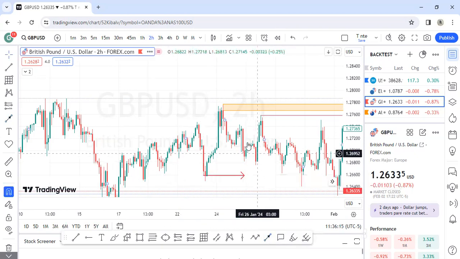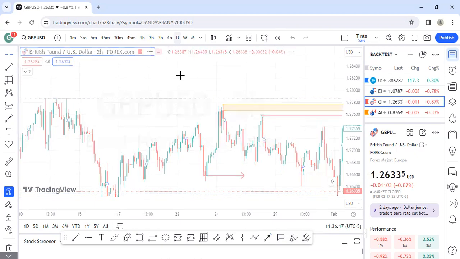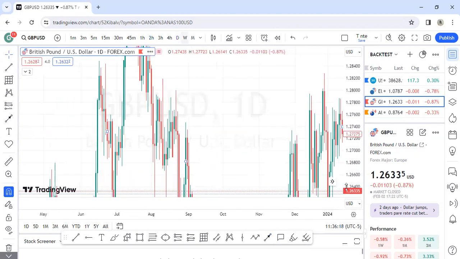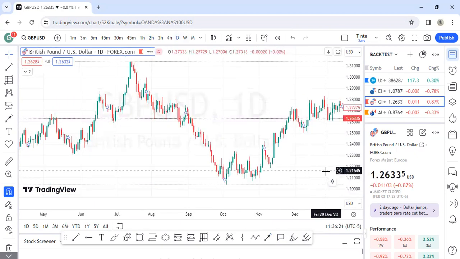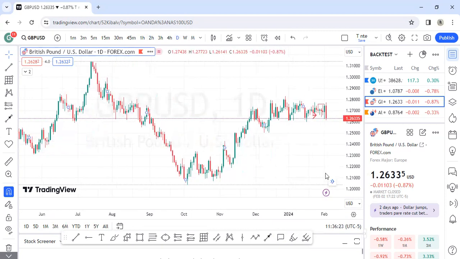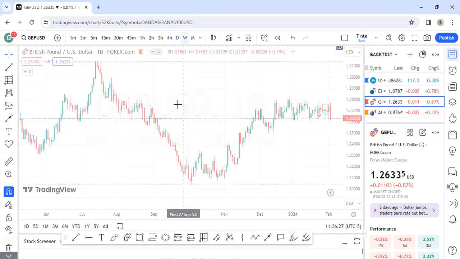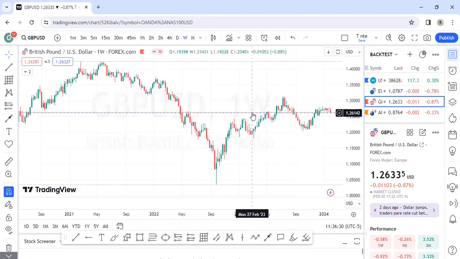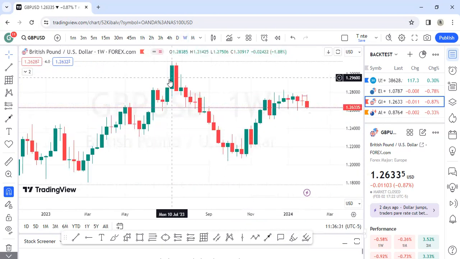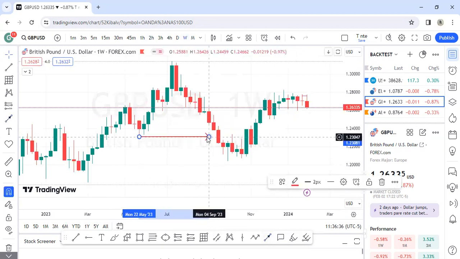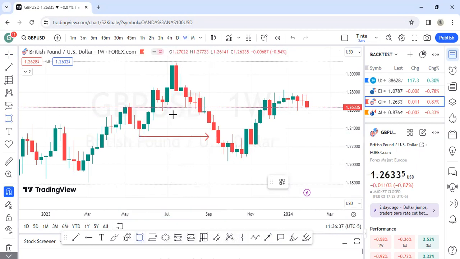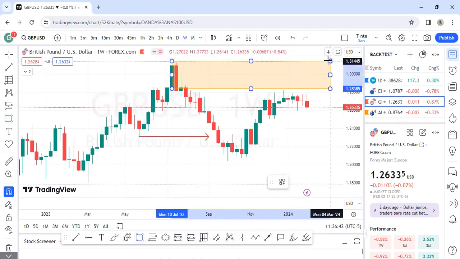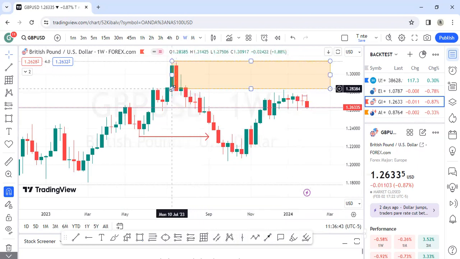So let us confirm that on the daily very quickly. Let us confirm if the market is bearish. It's very clear that the market is bearish on the daily chart. So on the weekly chart, very, very clear, you can see the market closed below this swing low. We had a break of structure here, market came back. So we are rejecting off this order block here. You can see we are very, very bearish on this pair.